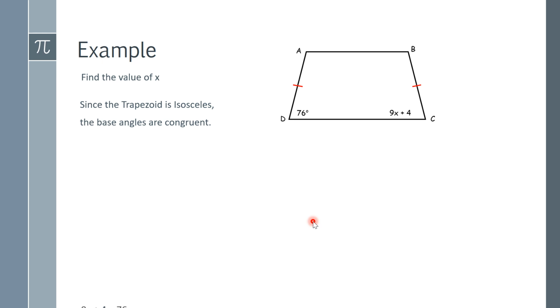Because those base angles are congruent, we can set up this equation. 9x plus 4 equals 76, and it's just a two-step equation that we have to solve. Subtracting 4 from each side will give us 72. Dividing by 9 to finish the problem gives us that x equals 8. So isosceles trapezoid. Now, in addition to this, I could also ask you what is the measure of this angle. And you have enough information to tell me because this is a 76-degree angle. And this one must be 180 minus 76.